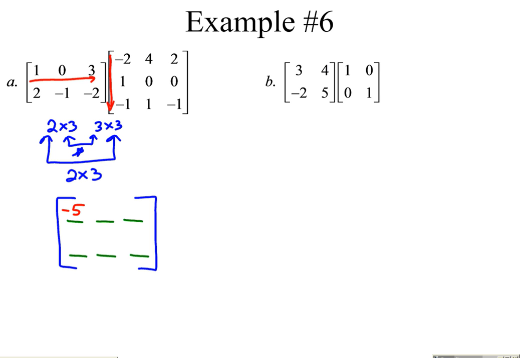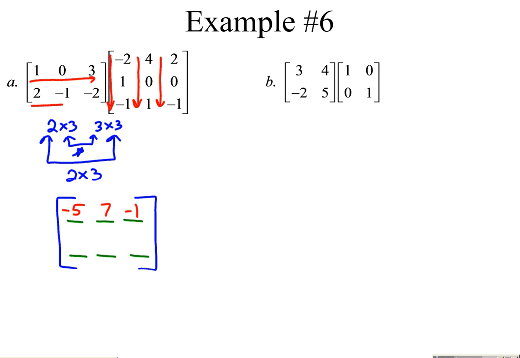Row 1, column 2. So now we're over to column 2. We're still in row 1 in the first matrix. Start with the first terms. 4 plus 0 plus 3 is 7. Row 1, column 3. 2 plus 0 minus 3 is negative 1.